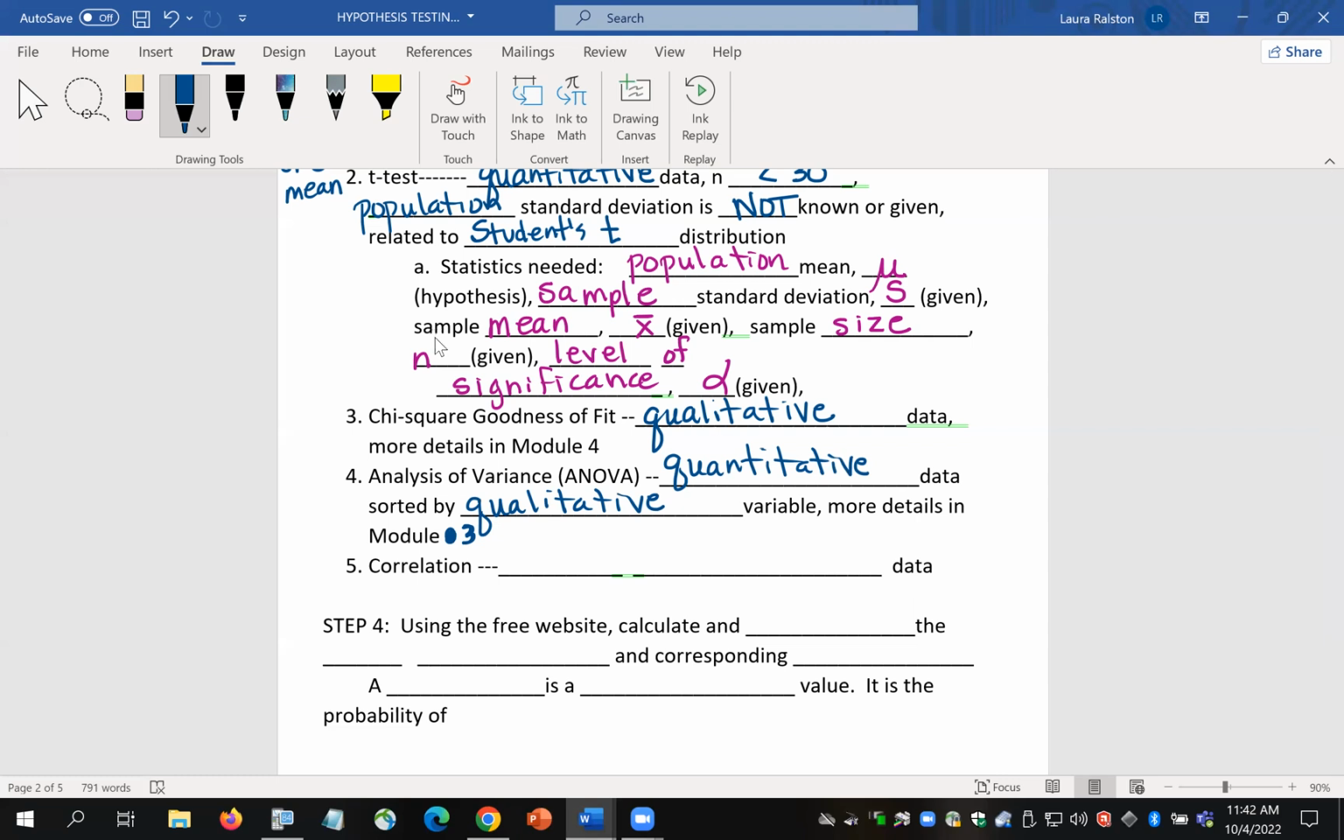And then correlation, we get into what's called bivariate. You have two variables at the same time. They're both quantitative. So you have bivariate quantitative data, and that gets into correlation, which leads us also into regression. And that we'll get to talk about more in Module 4.